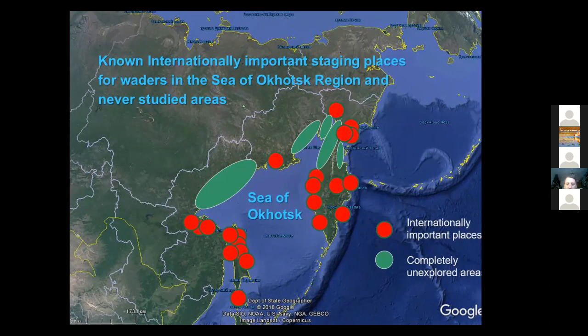This map shows the internationally important staging places which we can identify. Also, I made special marks on the rather huge areas of coast where no ornithologists have ever walked, not only for waders but for any birds. You can understand how much we don't know.